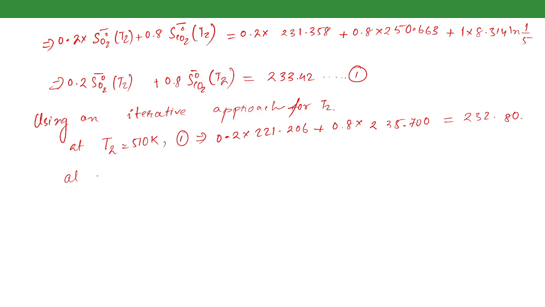So again at T2 of 520 Kelvin, equation 1 again implies, at 520 Kelvin, if we calculate these entropy values, we'll get this value to be 0.2 multiplied by 221.812 plus 0.8 into 236.575. So this comes out to be 233.60.